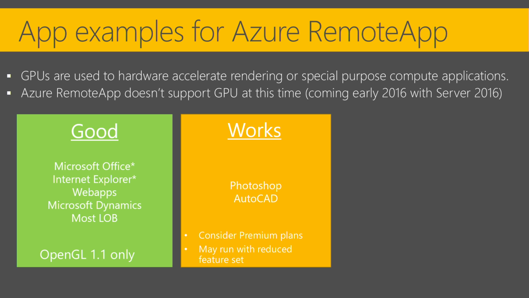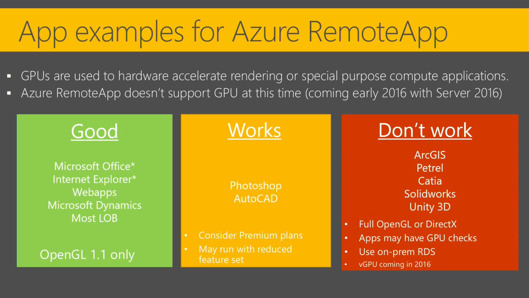And then there's a subset of applications that simply won't work today. There are a couple of lists of those, and they won't work for a couple of different reasons. One, they have OpenGL requirements or DirectX. They might have hard-coded GPU checks, even for certain types of GPUs, NVIDIA versus others. For that, what we recommend today is to use on-premise RDS. But like I said earlier, we are coming out with GPU support early next year with Server 2016.